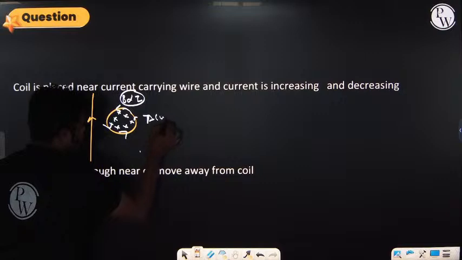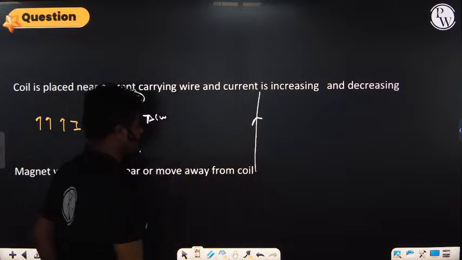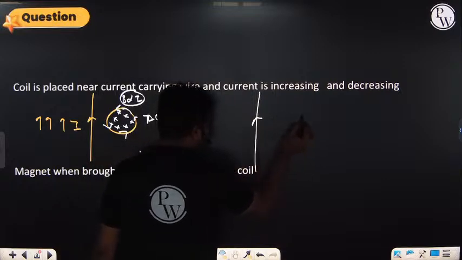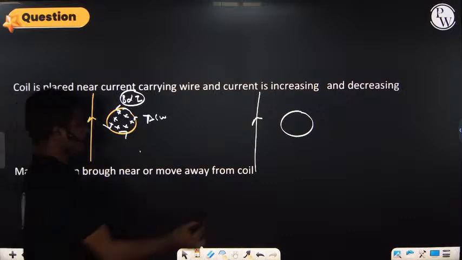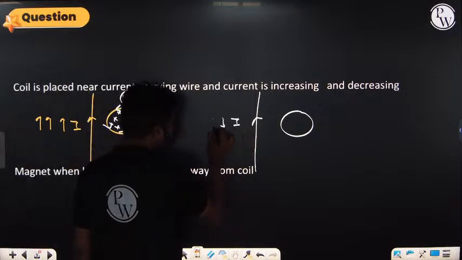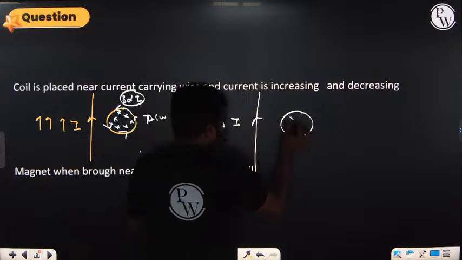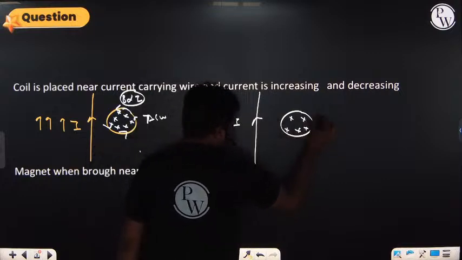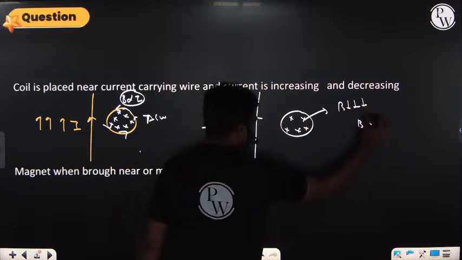Suppose in the reverse case, we have the current direction this way, and at this particular point, I want the direction of the induced current. So now let's say the current is decreasing with time. Because the main current is decreasing with time, the magnetic field, which is again inward only, also decreases because the magnetic field is proportional to current.